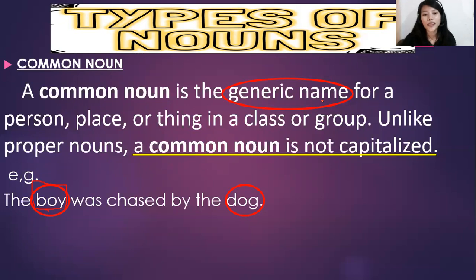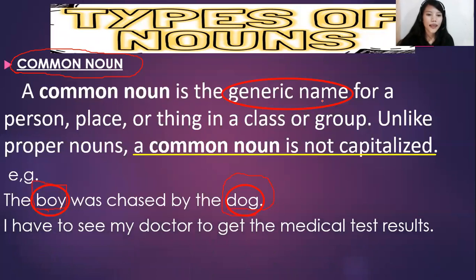Next, we have the dog. Dog is also an example of a common noun because it names a general name of a dog, and we have a lot of breeds of dog. But if I would say Belgian Malinois, Husky, Shih Tzu, and so on, those are what we call proper nouns because they name specific breeds of dog. But if you would say dog only, the word dog is our common noun because it names a general name of a dog.